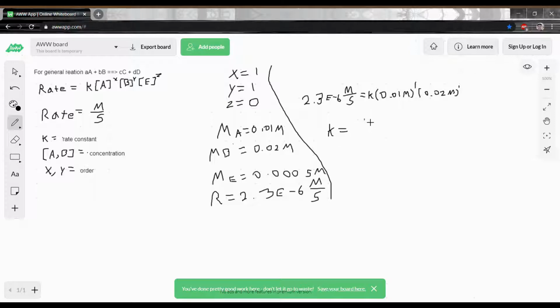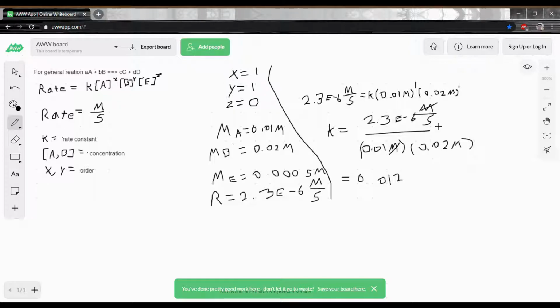K is going to equal this 2.3 e to the negative 6 m over s divided by 0.01 molarity times 0.02 molarity. One of our molarities is going to cancel out. Which means numerically we are going to have 0.012.